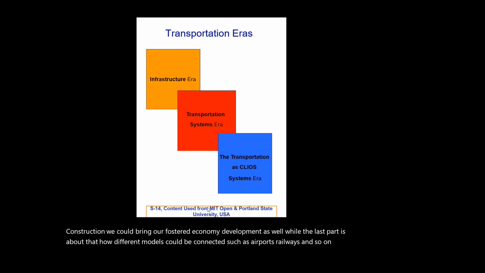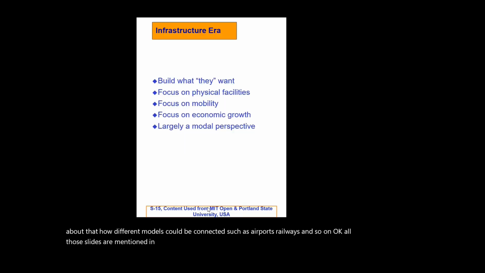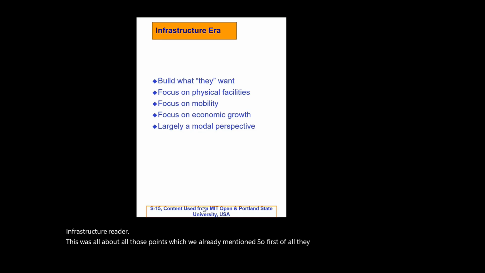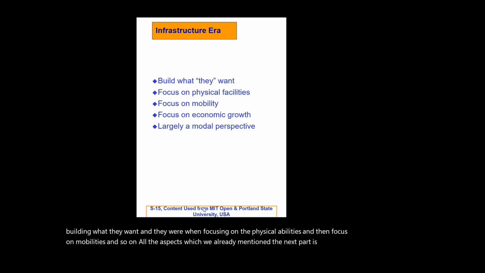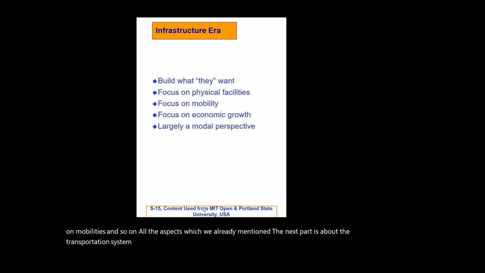Okay, Ali, all those points are mentioned in that slide. So you can see here the infrastructure era. This was all about the points which we already mentioned. First of all, they were only building what they wanted, focusing on the physical facilities, and then on mobility and so on. The next part is about the transportation system, Ali, let me know when you are done with that slide, because that's very important.